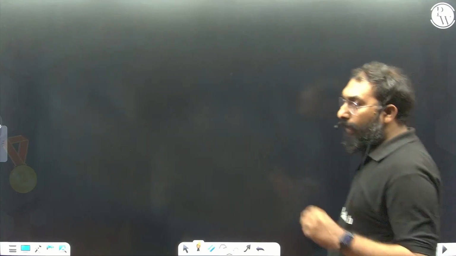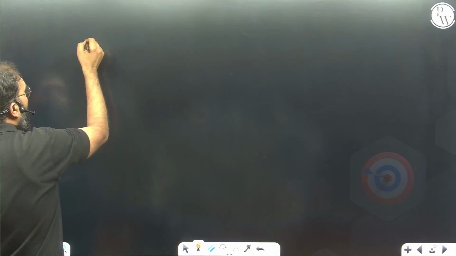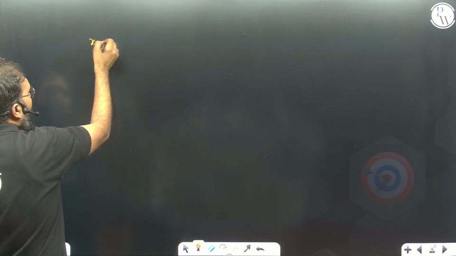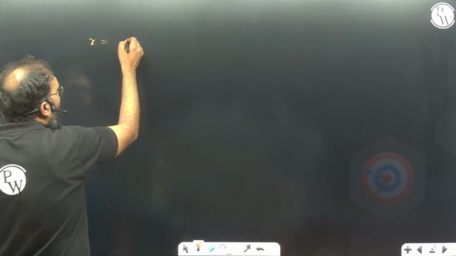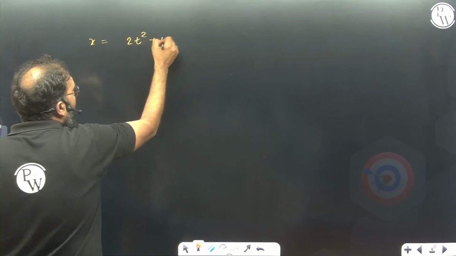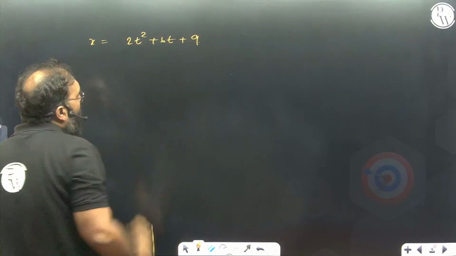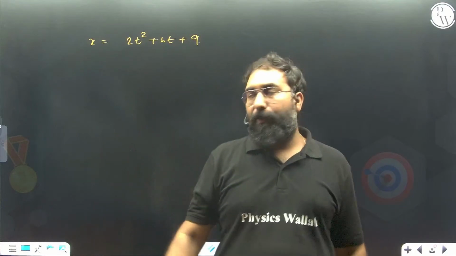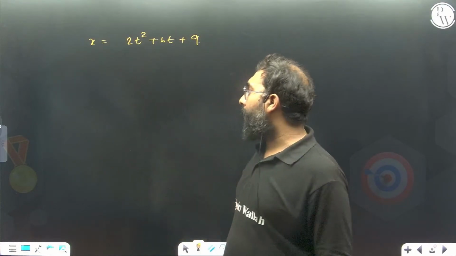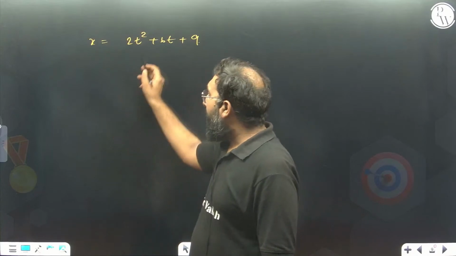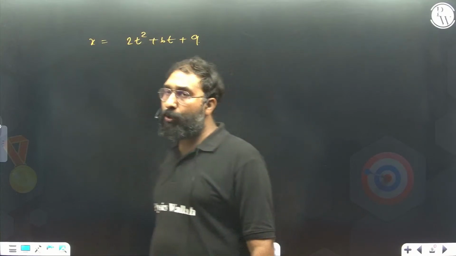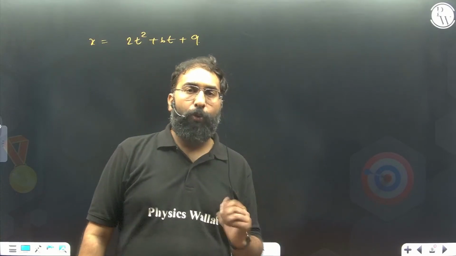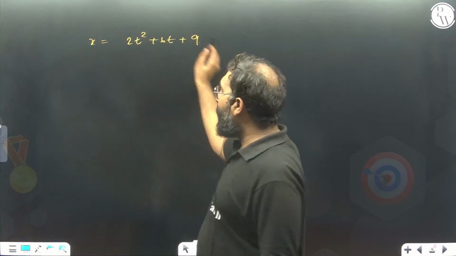And now I'm going to give you a few examples. Let's say I have displacement as a function 2t square plus 6t plus 9. You can see the given displacement of the particle is 2t square plus 6t plus 9, and here the maximum power of t is 2. So its degree is 2, and it is going to be a parabolic function.